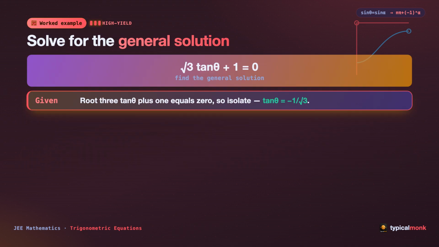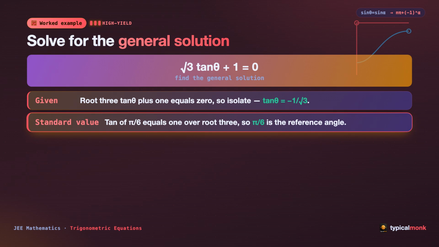Time to solve a full problem together. Slowly, the monk's way. Solve root 3 tangent theta plus 1 equals 0 for the general solution. Step 1. Write down what is given. Root 3 tangent theta plus 1 equals 0. So isolate tangent theta. It equals minus 1 over root 3.